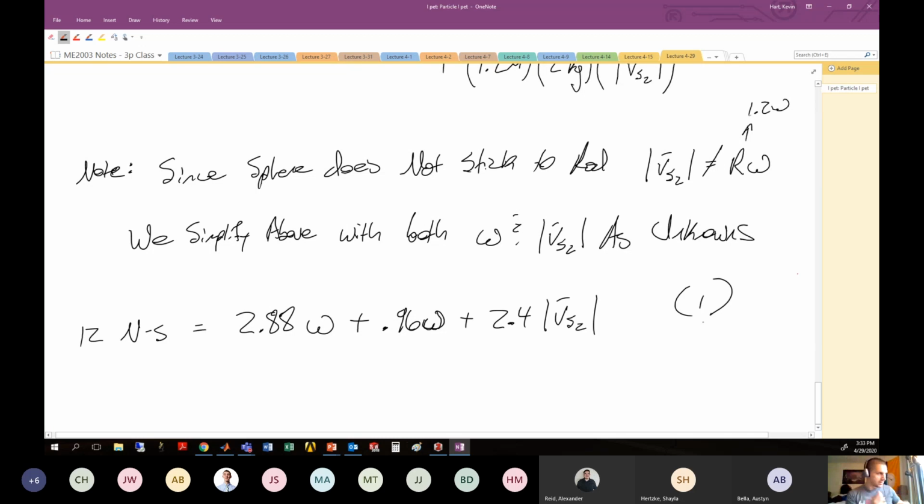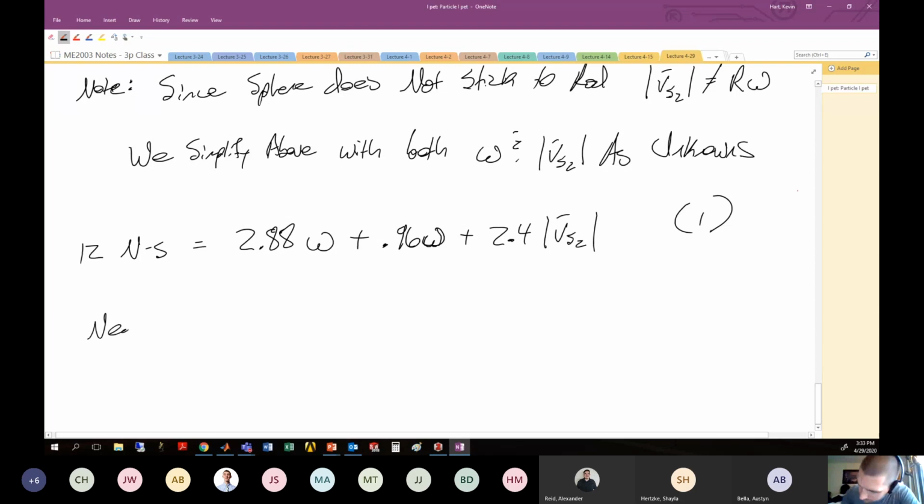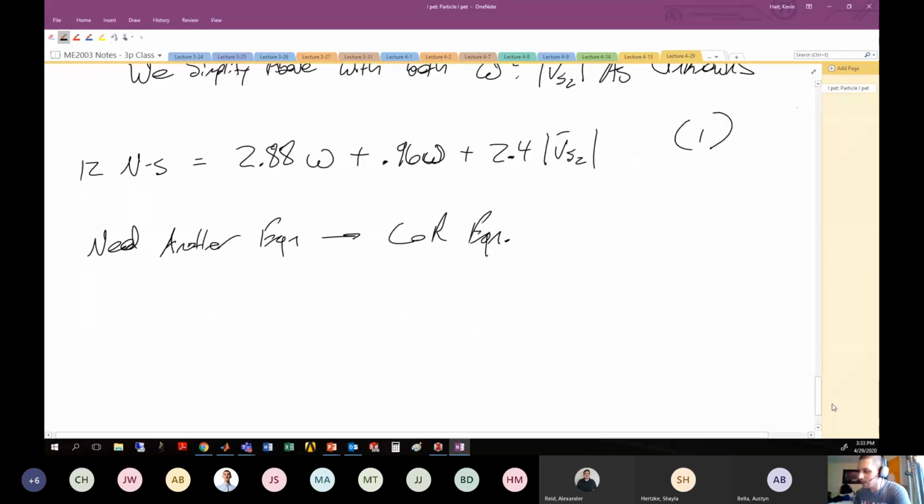And we see we have in this equation the angular velocity for the rod, which is something we're after, and the linear velocity of the sphere after it hits the rod, which is also something we're after. So we need more information. And that equation that we're going to use is the coefficient of restitution equation. All right. So we've done our conservation of momentum. Now we need to bring in conservation of energy through the coefficient of restitution equation. Let's remind ourselves what that general equation looks like.